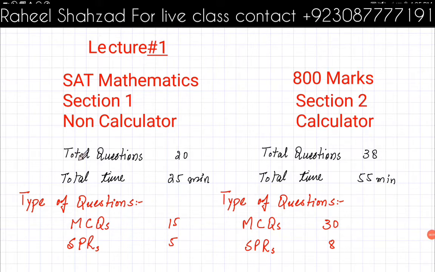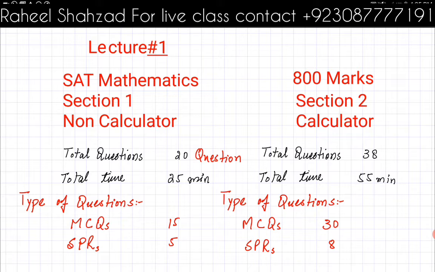So when we talk about the total number of questions, we have 20 questions in the non-calculator portion, and the total time allowed for doing these 20 questions is 25 minutes. Similarly, in section number 2, which is the calculator portion, total questions are 38 and the total time allowed to do these questions is 55 minutes.